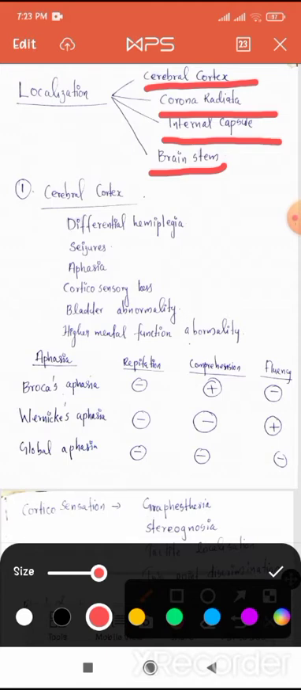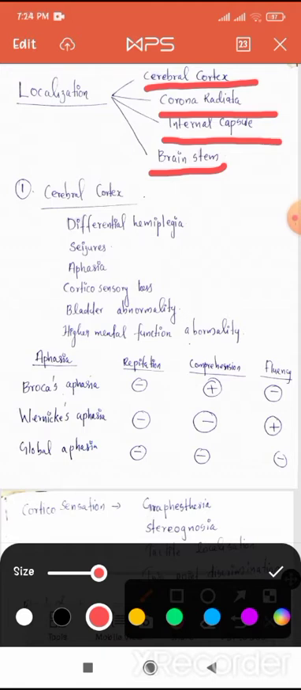In a patient with a lesion in the cerebral cortex, the symptoms will be differential hemiplegia, seizures, aphasia, cortical sensory loss, bladder abnormalities, and higher mental function abnormalities. Differential hemiplegia means the hemiplegia is not dense. It is not the same everywhere, not equally distributed. Sometimes the weakness of the upper limb will not be equal to the weakness of the lower limb. It is a differential weakness, not equal in every part.